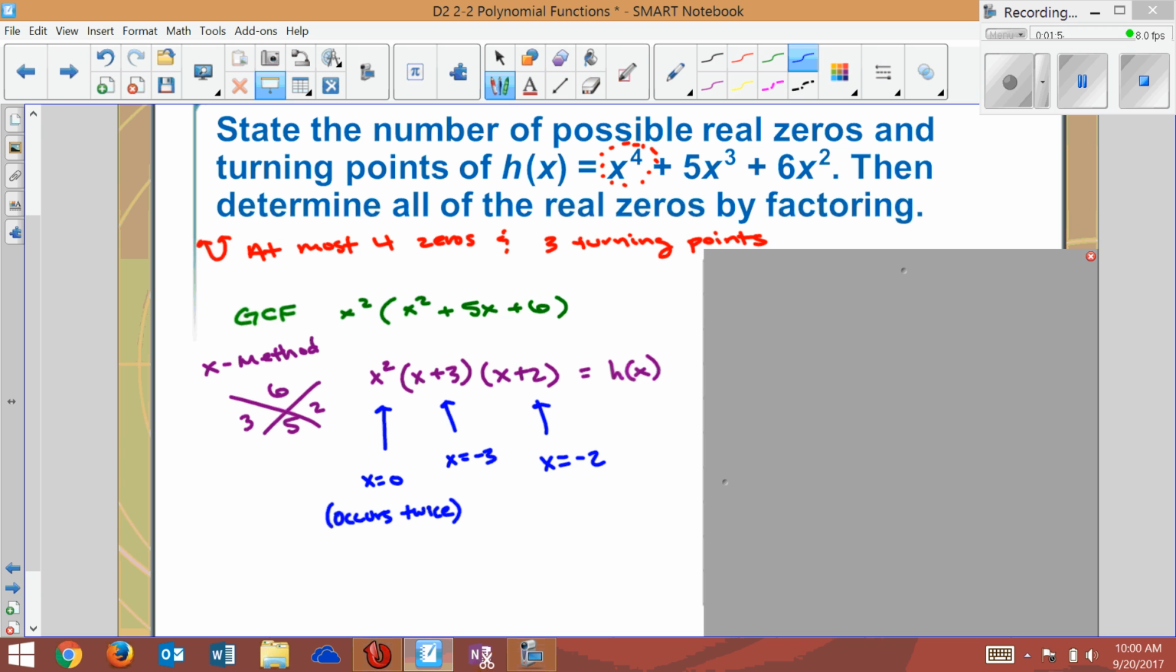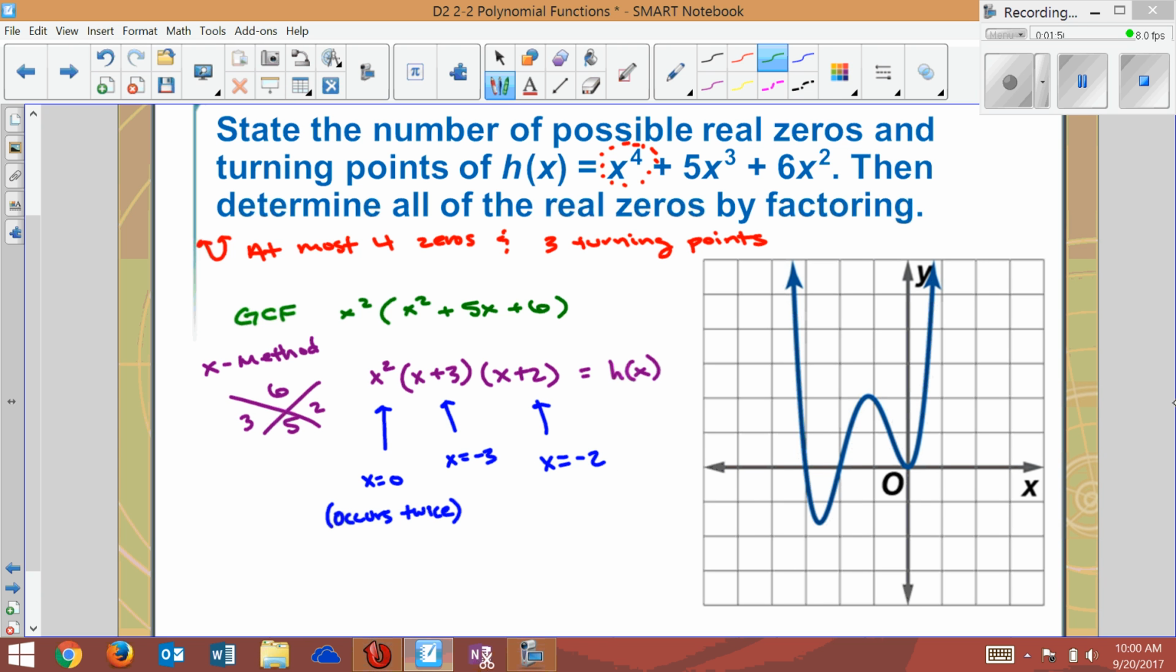Let's look at the picture. What effect does that have? Well, as we look at our zeros, we said 3 locations. It is 3 locations. And we count our turns, 1, 2, 3. So it's 3 turning points. And it looks like 3 zeros, but this one actually occurs twice.